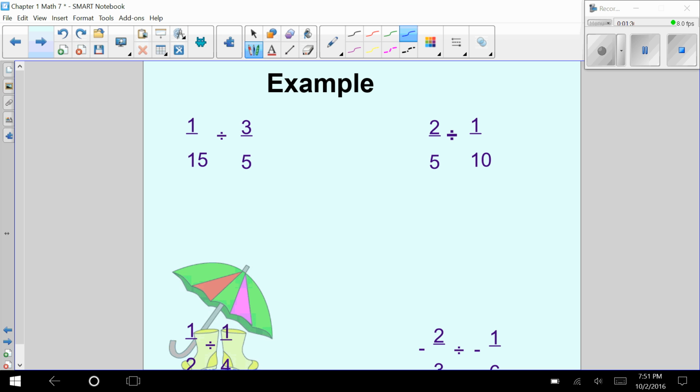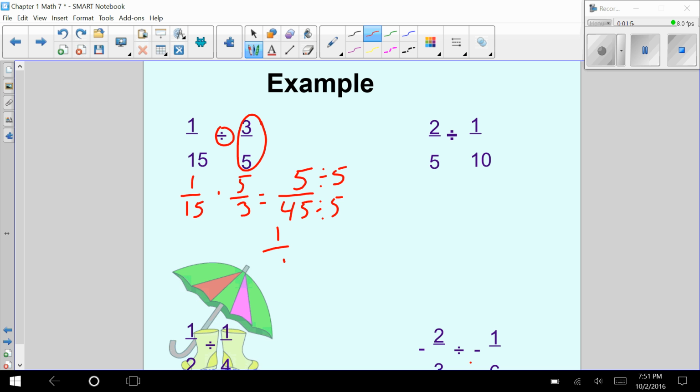So let's look at our first example. 1/15 divided by 3/5. I'm going to flip the second fraction. So my 1/15 stays the same. My 3/5 becomes 5/3. And my division becomes multiplication. Now I just multiply. 1 times 5 is 5. 15 times 3 is 45. I know 5 goes into both of these, so I'm going to simplify. And this simplifies to 1/9. All done.